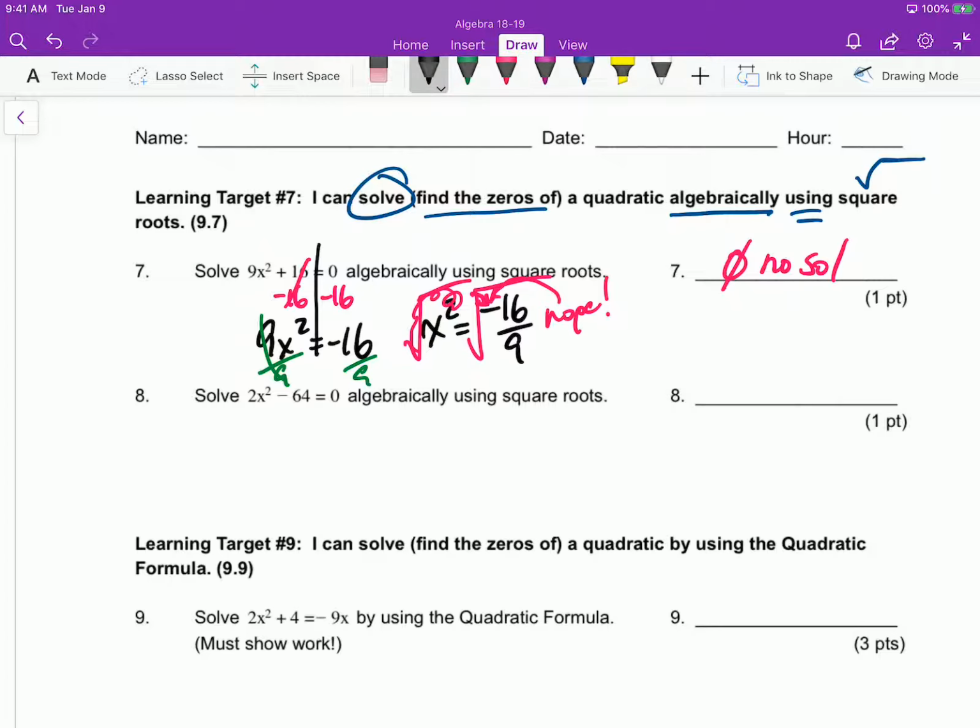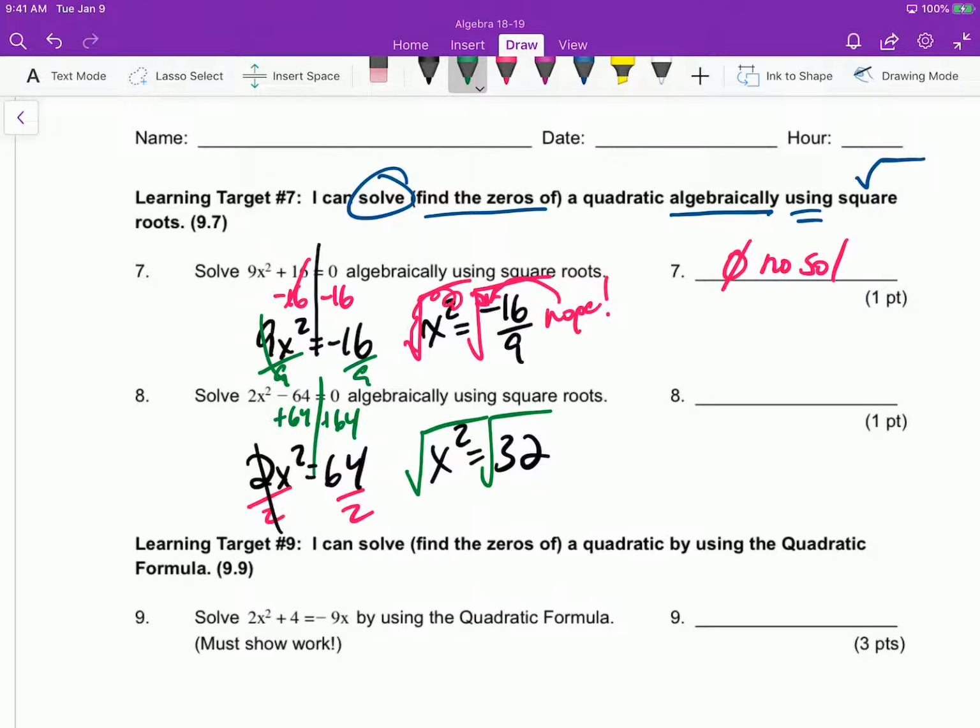All right, next one, I can solve this one. I'm going to add 64 to both sides. Get 2x squared equals 64. I'm going to divide by 2. Actually, I can do that, right? 64 is an even number. Divide by 2, so I get x squared equals 32. Yikes. I do not think there's anything evenly times itself that equals 32. However, you just have to use your calculator on this one.